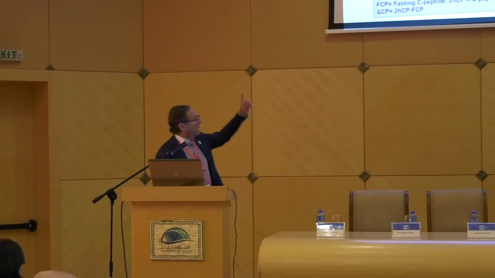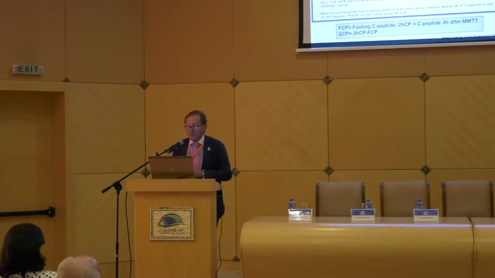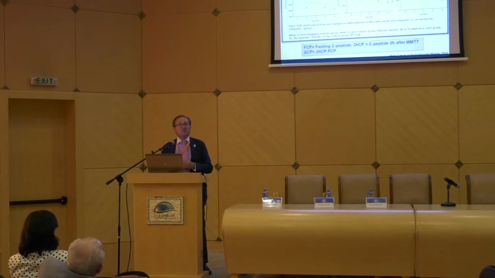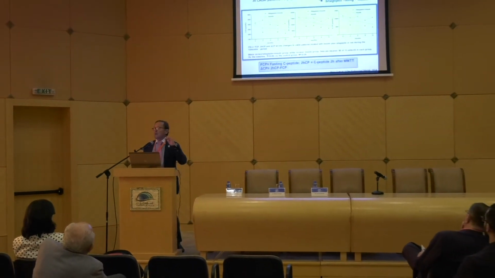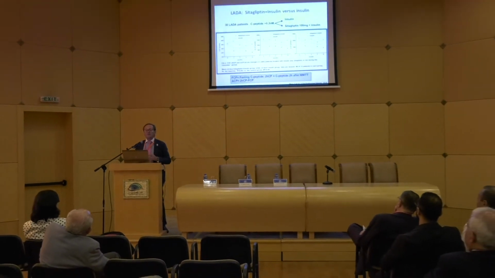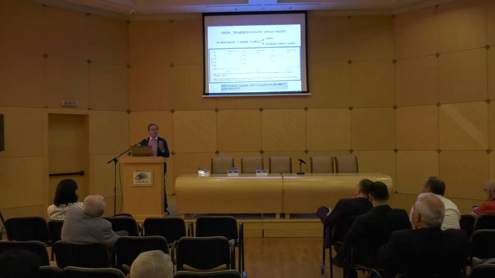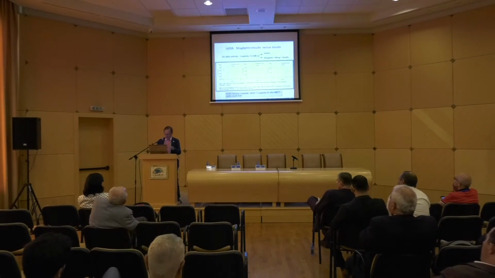Now, these are the data about sitagliptin versus insulin. As you can see on top, there is sitagliptin plus insulin versus insulin alone on fasting plasma glucose and 2-hour C-peptide. The two in the middle are the C-peptide. And as you can see, clearly the sitagliptin plus insulin works better than insulin alone in protecting the decline of beta cell function in patients with LADA. So that is a demonstration that it works.